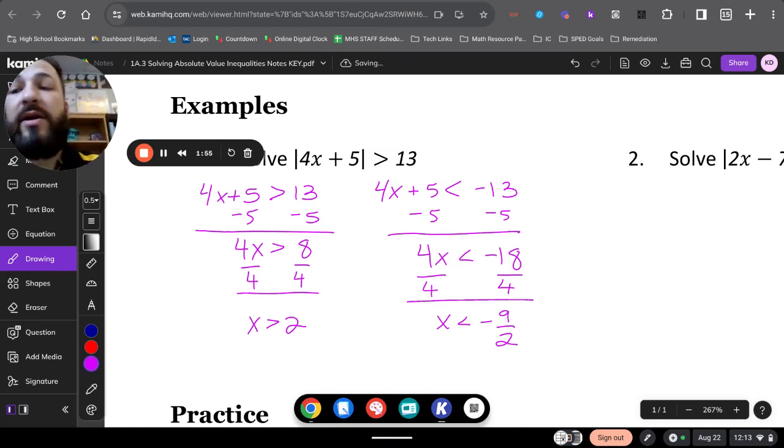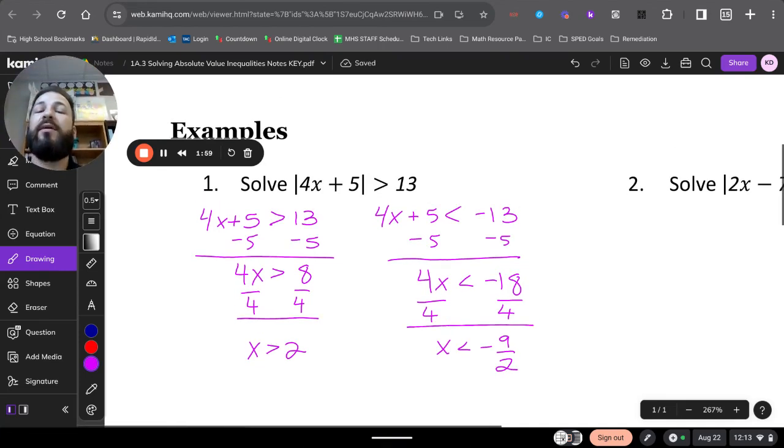Okay. Now, an additional new piece for inequalities is, if you notice, instead of getting two x values, x equals and x equals, we get two inequalities. And these inequalities tell us a range of values that make sense in our inequality, as opposed to a specific value that is going to make our inequality true.